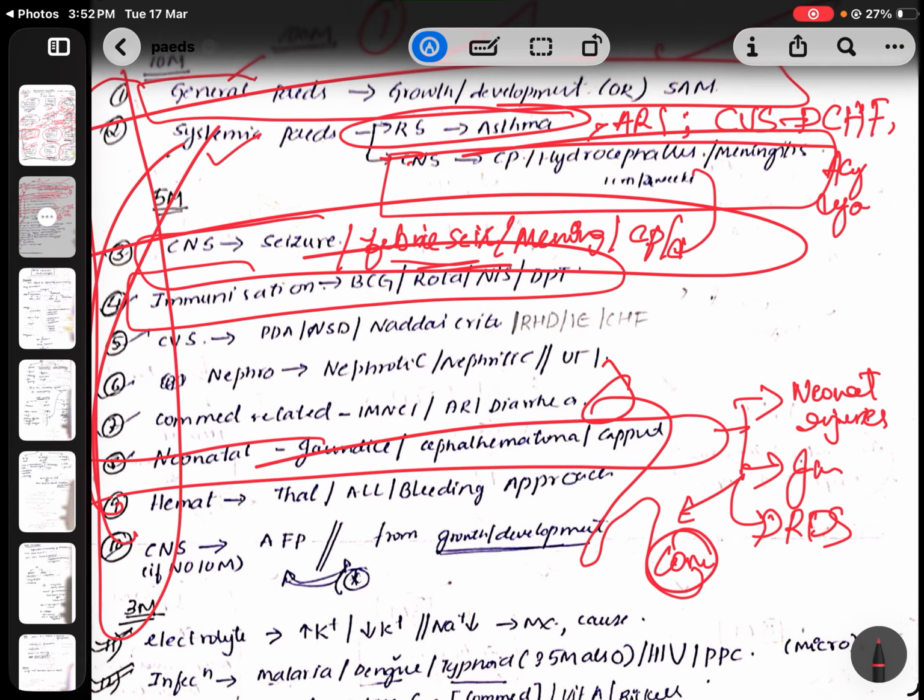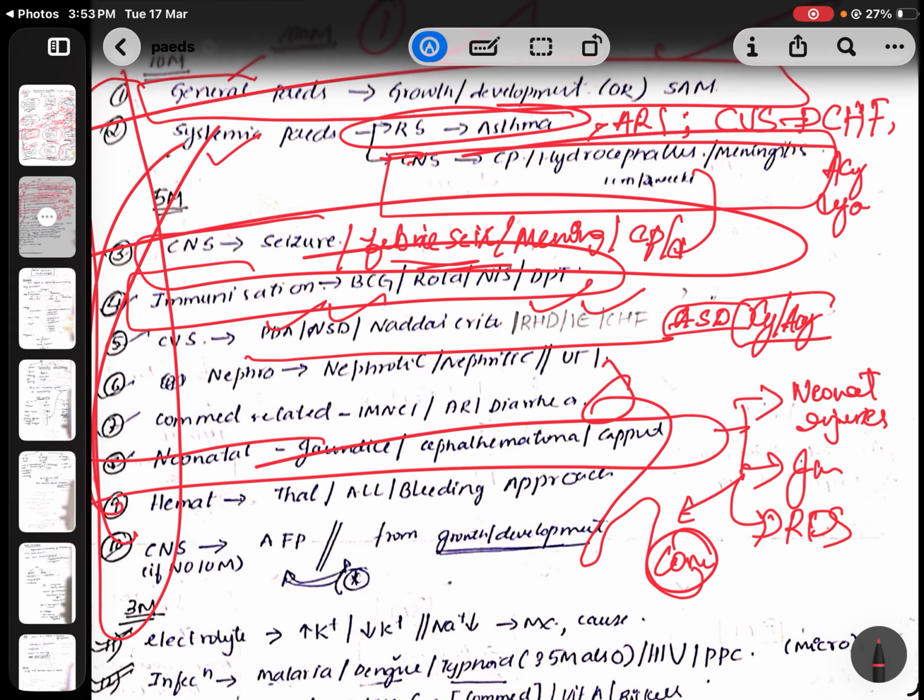Then coming to CVS itself, these are the same conditions which they have asked. Again, when I am saying PDA or VSD, you also have to be prepared for something related to ASD. If a bouncer has to be asked, then something related to cyanotic or acyanotic heart disease is something which we are expecting as a 5 marker. Nada's criteria, if they want to ask it as a 5 marker, there is nothing much to be written, so they might ask it as a 3 marker.